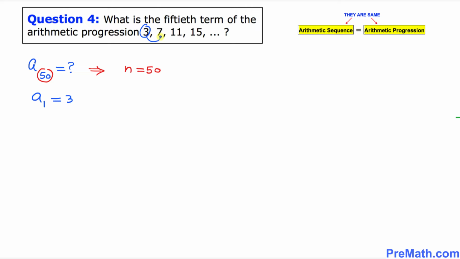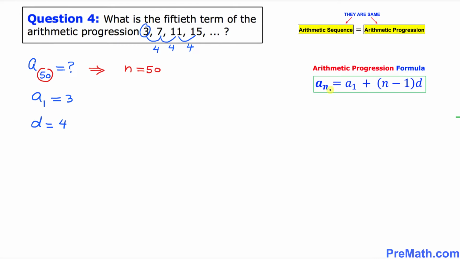If we go from this to the next term, we add 4. And same thing, we are consistently adding 4. That means our common difference d equals positive 4. And here is our arithmetic progression formula that we will be using, which is a of n equals a of 1 plus n minus 1 times d.